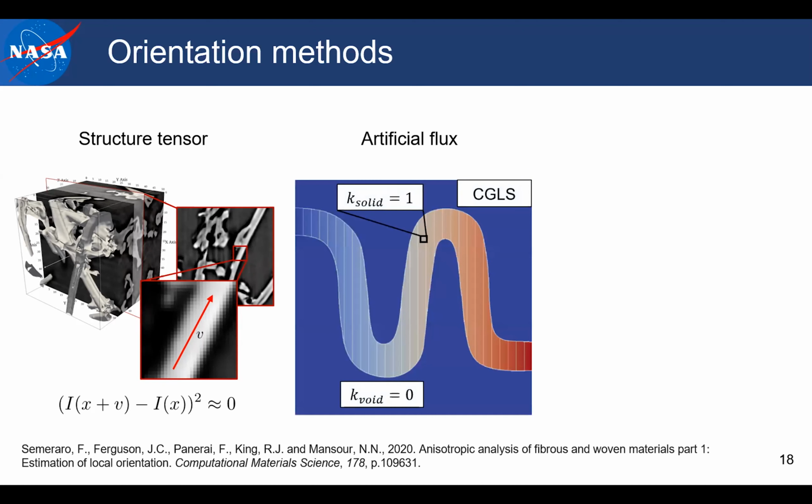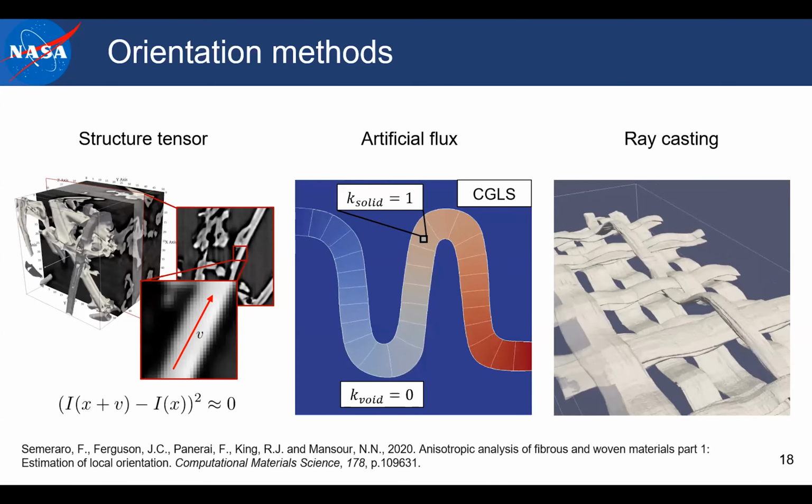The second algorithm that we implemented is called the artificial flux, which runs a thermal conductivity simulation throughout your material. So you impose a temperature gradient, and then you run the solver to converge the temperature. In this case, we assign an artificial conductivity of 1 for the fibers or the solid phase, and 0 to the void. So what you obtain is a heat flux. And let me replay this video for you. The heat flux is going to be roughly aligned with the orientation of your domain.